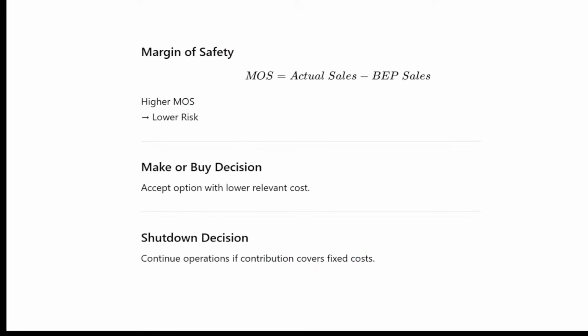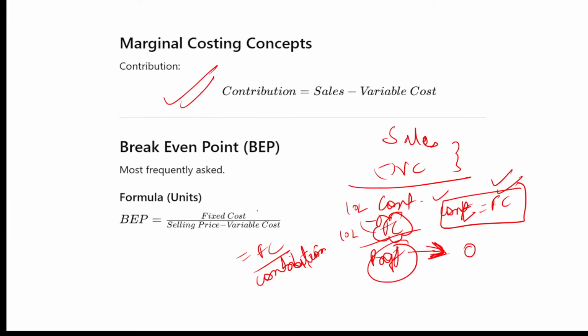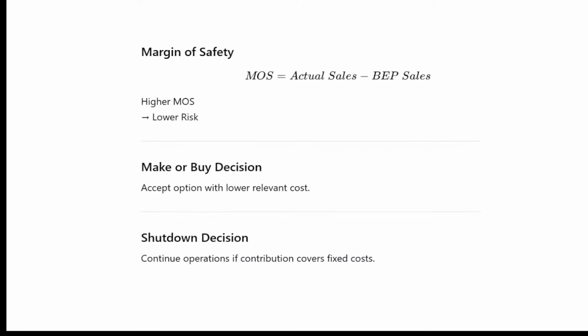Margin of safety. Now what is margin of safety? If this is my sales, this is my break even point. Till this point, there was zero profit, zero loss, right? Now this is your actual sale and this is BEP. Anything between the break even point and actual sales is your margin of safety, which is actual sales minus break even sales.